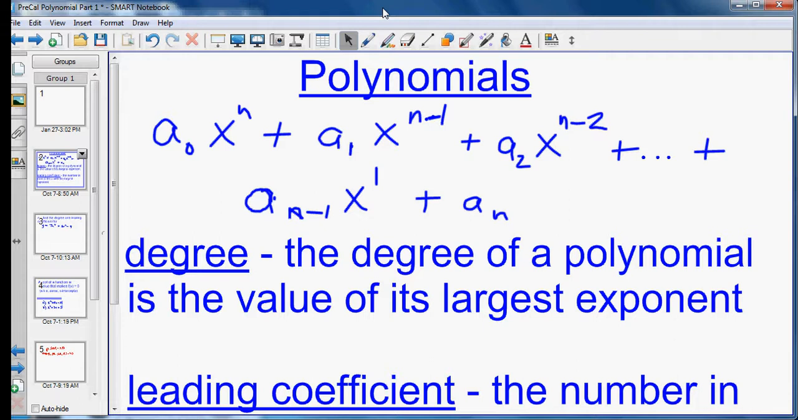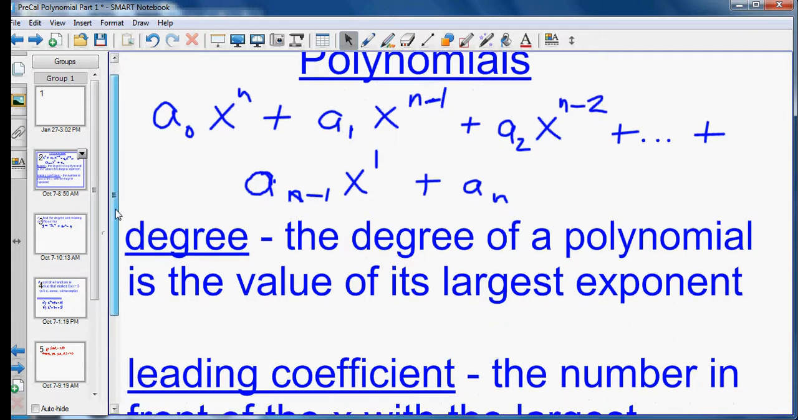First is the degree. The degree of a polynomial is the value of its largest exponent. So let me go ahead and give you a warning. What we tend to do is just look at the very first term and assume that that's going to tell us the degree. Now that is often true, but there are times they'll write things in the reverse order where the biggest exponent is actually all the way at the end. So you need to look for whatever the biggest exponent on the x is, and that tells you the degree.